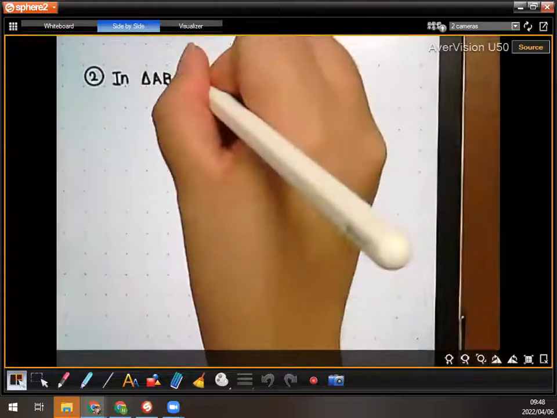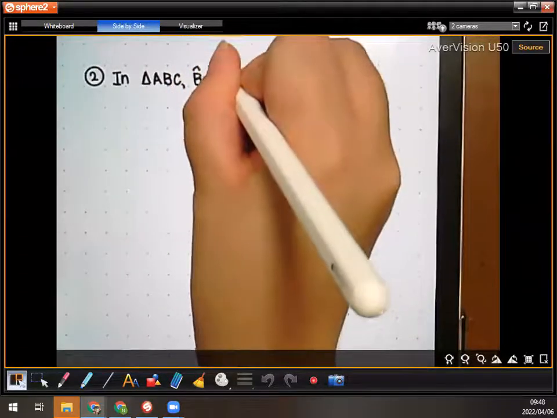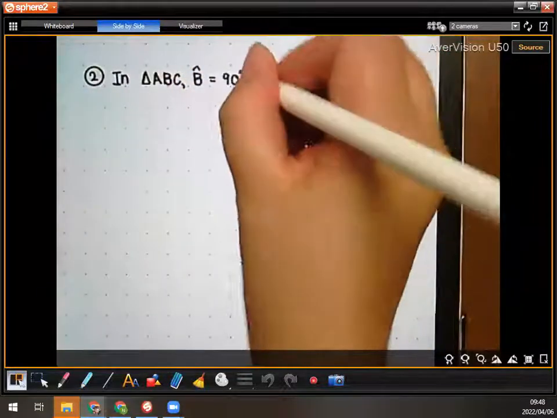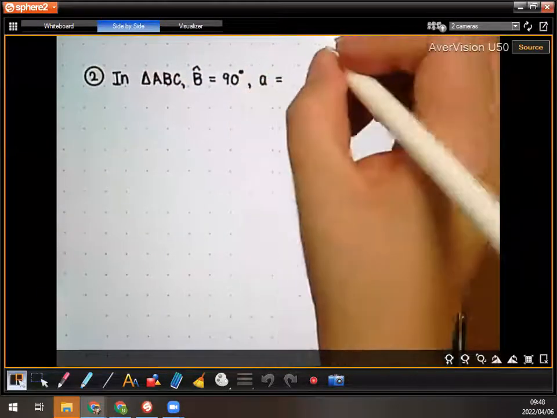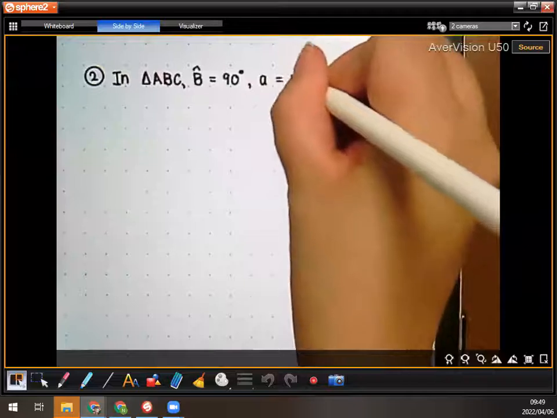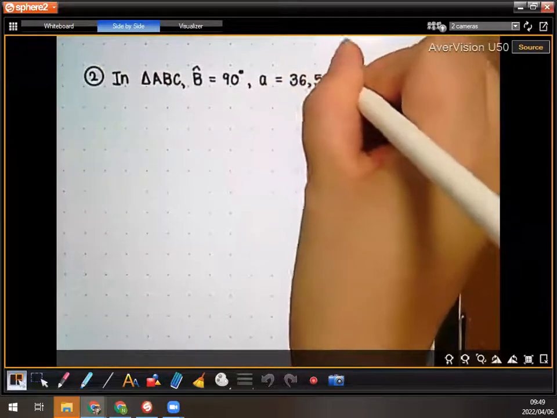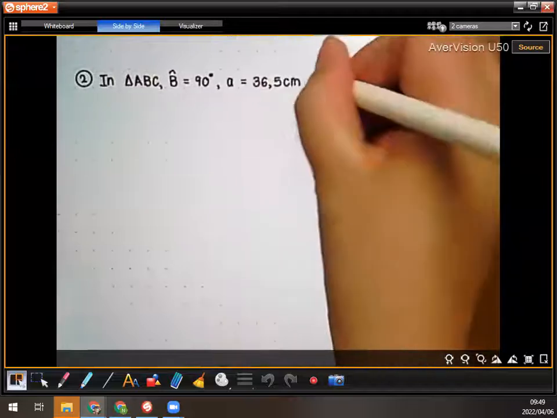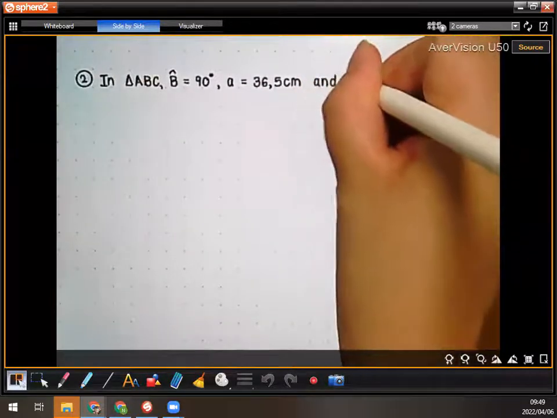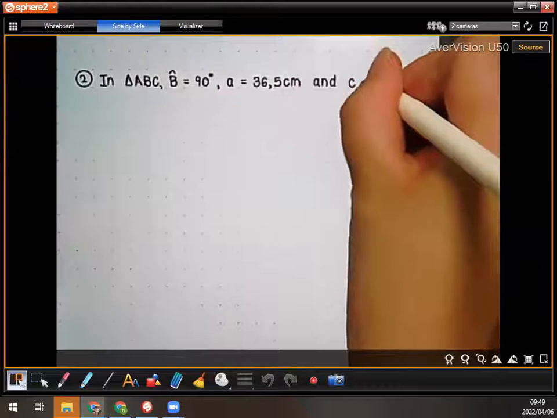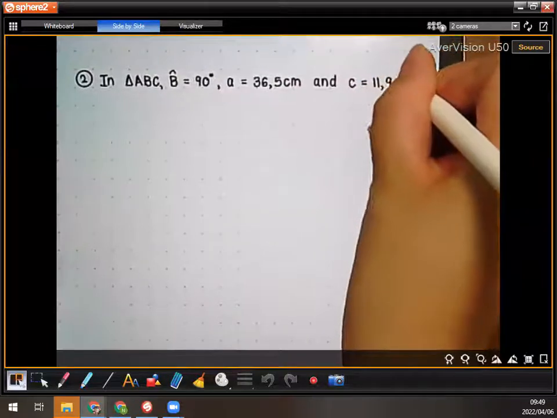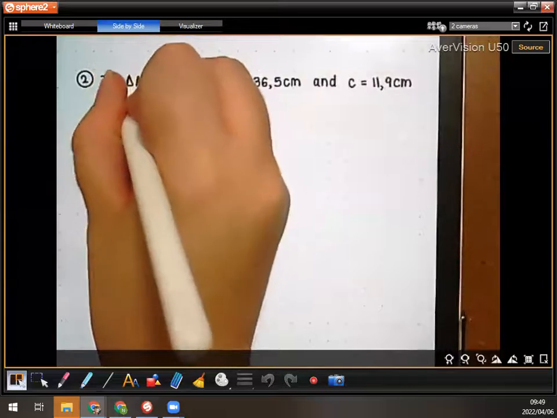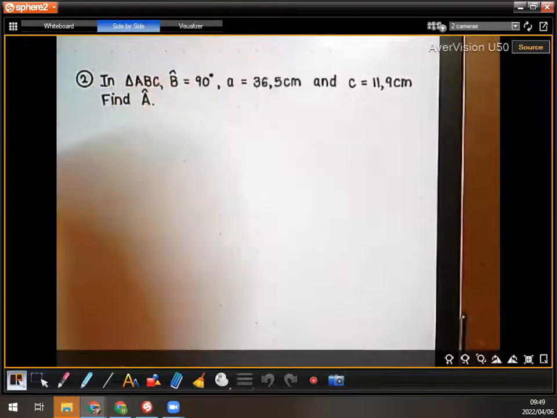In triangle ABC, angle B is 90 degrees. Small a is 36,5 centimeters and small c is 11,9 centimeters. Find angle A.